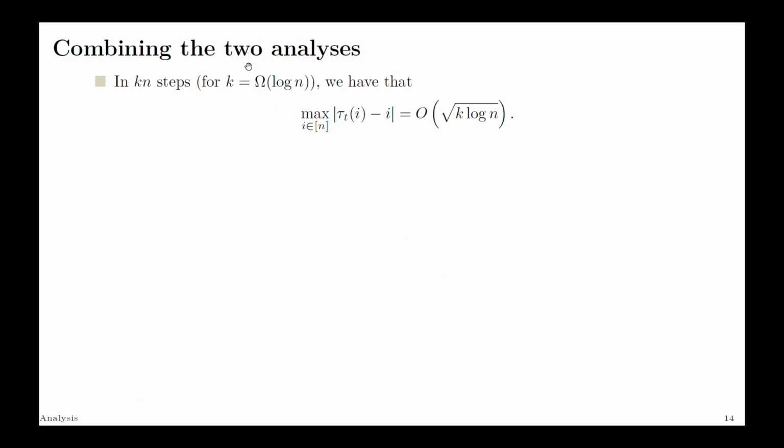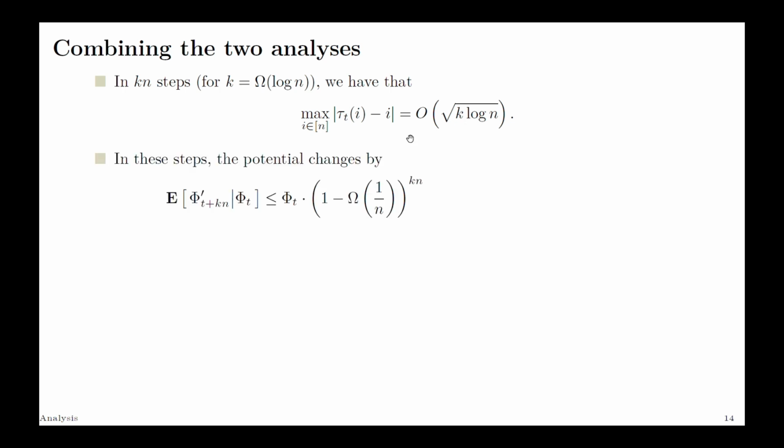So now let us combine the two analyses. In kn steps, by the analysis of the random walks, the maximum deviation in tau is at most square root k times log n. In these steps, just by the sorting steps, the potential function drops by a multiplicative factor, which is roughly e to the minus omega k.